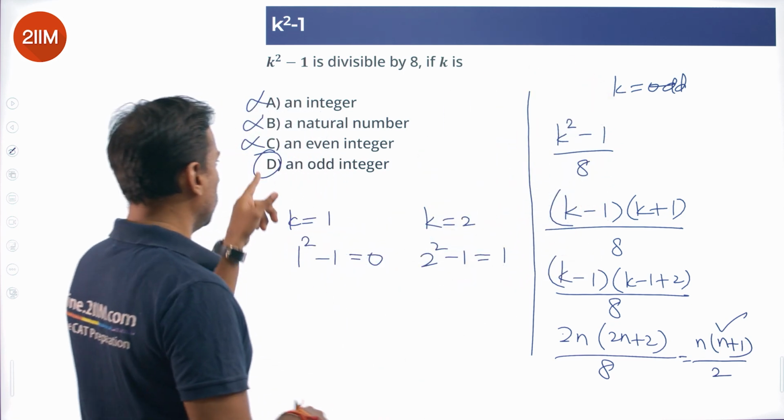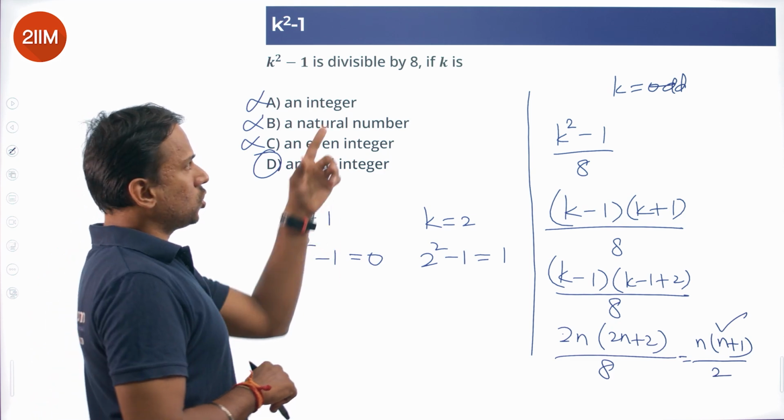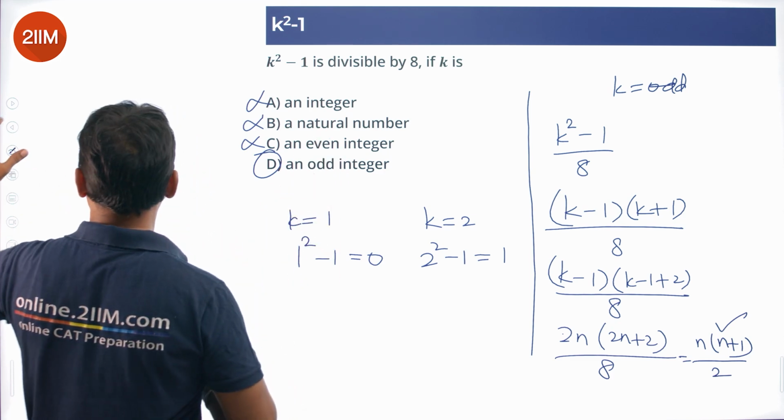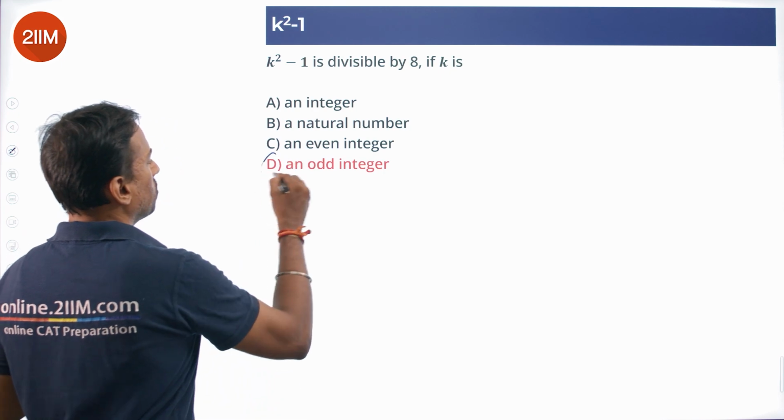k is odd. So option D, an odd integer. k should be an odd integer. Should be the right answer. We'll check this. Option D is the right answer.